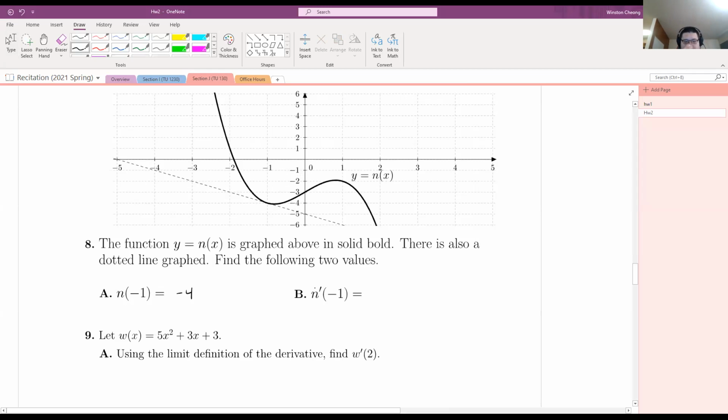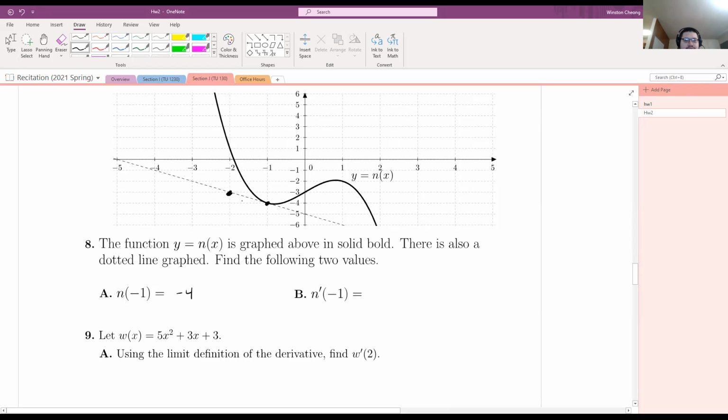And then for part B, we have n prime of -1. Remember that n prime means derivative, means slope of the tangent line. So what we want to do is use a tangent line, and thankfully one has been provided to us. We have this dashed line right here, and we want to find the slope of it. Also, we need to check that this tangent line is tangent at the place -1, which it is. You can see it touches the curve at -1.